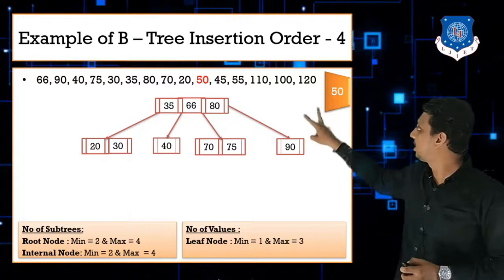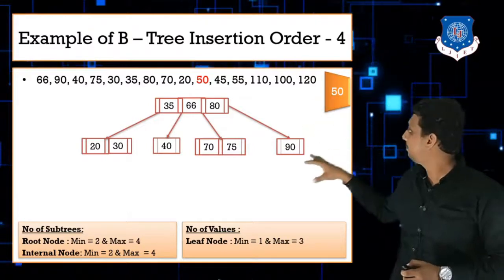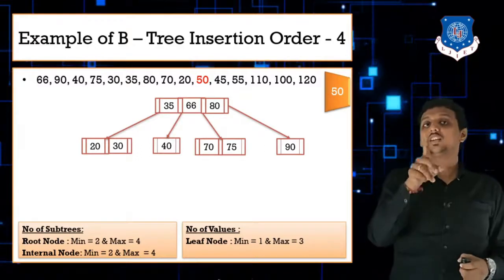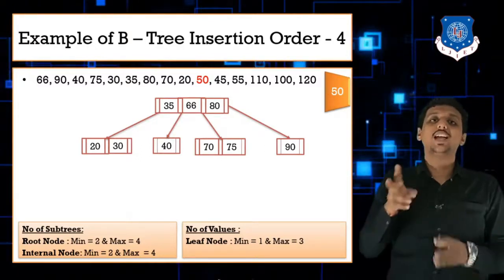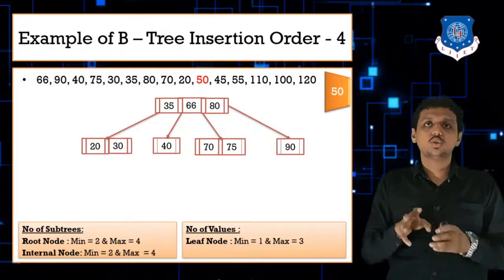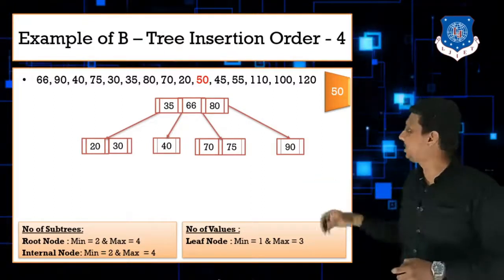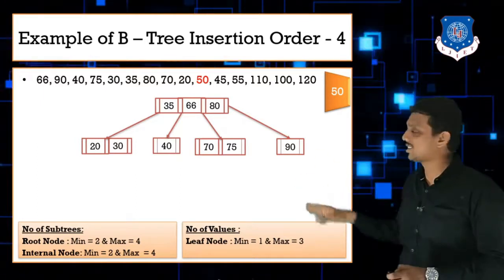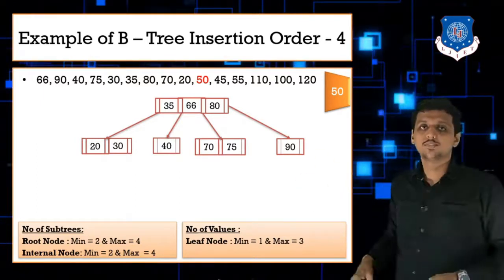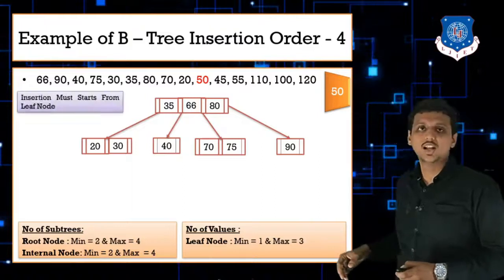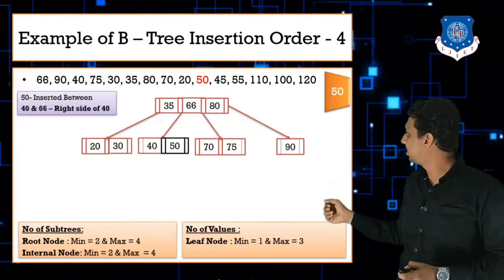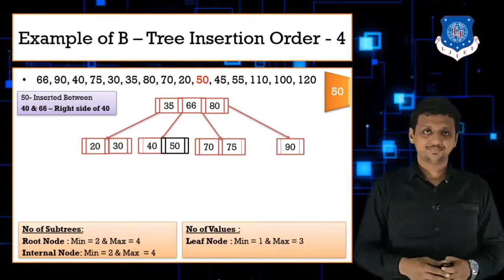So you need to go to the leaf node 40, because 50 is greater than 35 but less than 66. So you just need to go to the node 40. We can easily insert 50 on the right side of the 40. Just insert a node on the right side of the 40. So 50 is successfully inserted on the right side of the 40 like this.